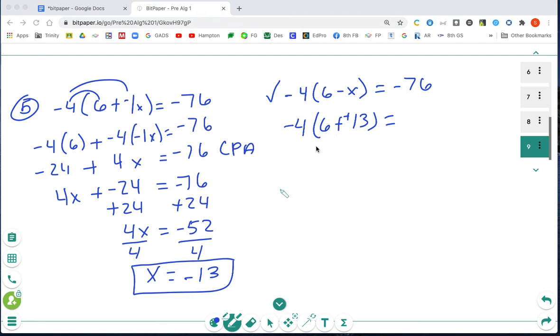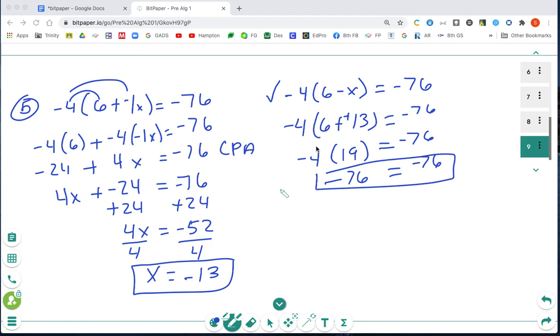So I'm going to get negative 4 times 19. When you put negative 4 times 19 into your calculator, you get negative 76. Negative 76, negative 76. So I use PEMDAS to check. And that is the end of part 1 of your review.